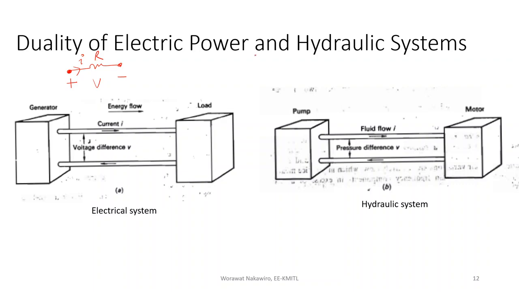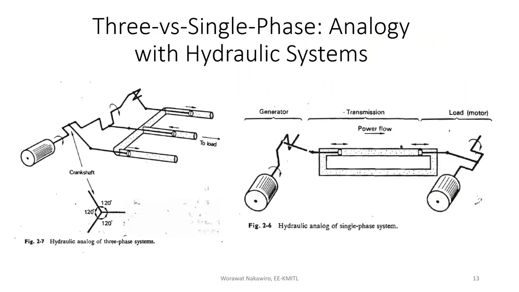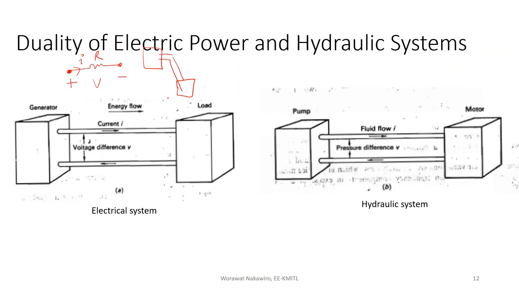You can also make the analogy that when you pour water, the water has to go down. The water from the upper tank flows to the lower tank. The upper tank has a higher potential energy than the lower tank. That's why the water stream will flow from the upper part to the lower part. So you can see that the two systems can be compared. For the electrical system, the generator is like a pump and the load is the motor. The current flows from the generator to the load just like the fluid flows from the pump to the motor.